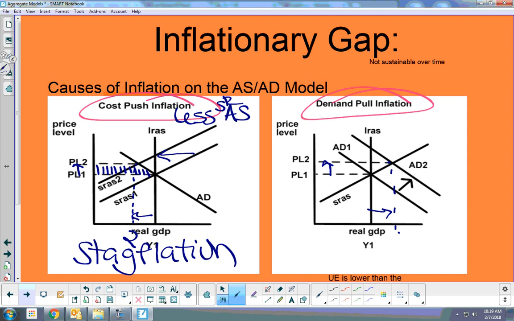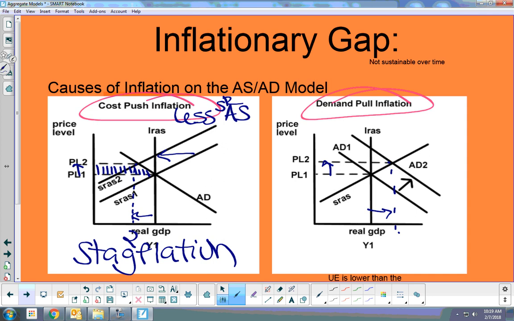Demand pull is like the economy is overheated. Everyone has a job and prices are going up because of it. This is where we're headed. If interest rates don't change, if certain things don't change, we are headed in that direction.